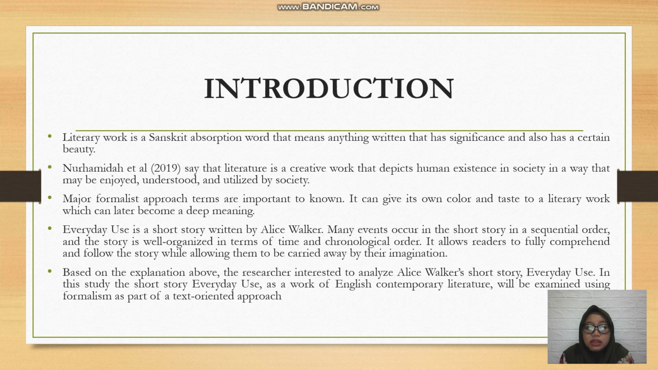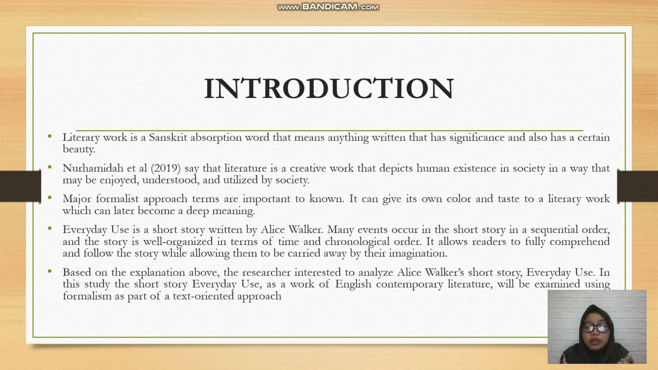Literary word is a Sanskrit absorption word that means anything written that has significance and also has a certain beauty. According to Nurhamida et al., 2019, literature is a creative work that depicts human existence in society in a way that may be enjoyed, understood, and utilized by society. Major formalist approach terms are important to know. They can give their own color and taste to a literary work, which can later become a deep meaning.